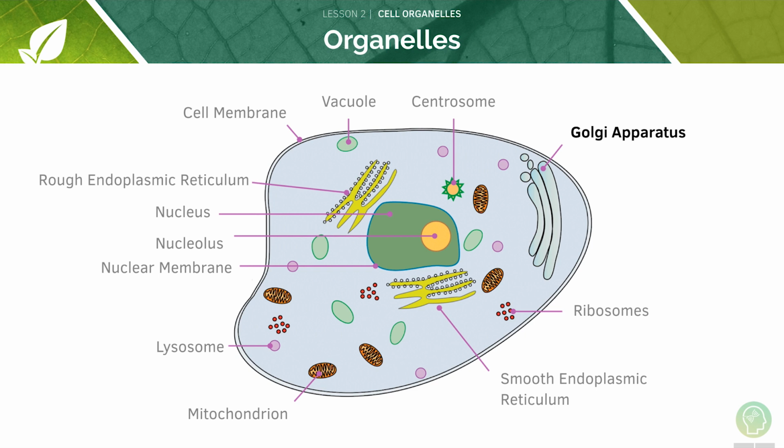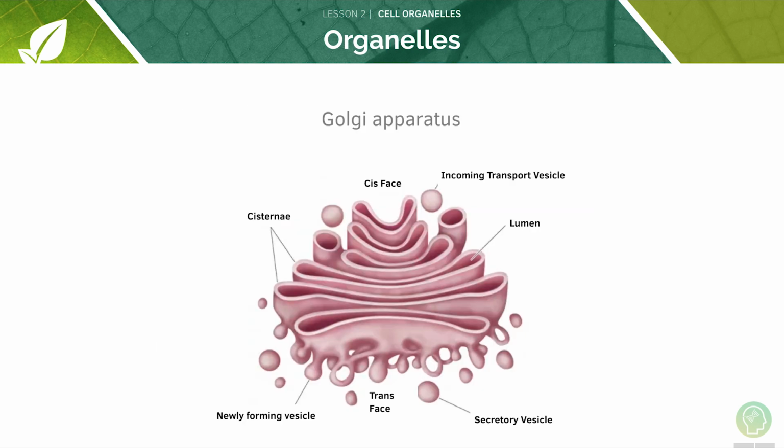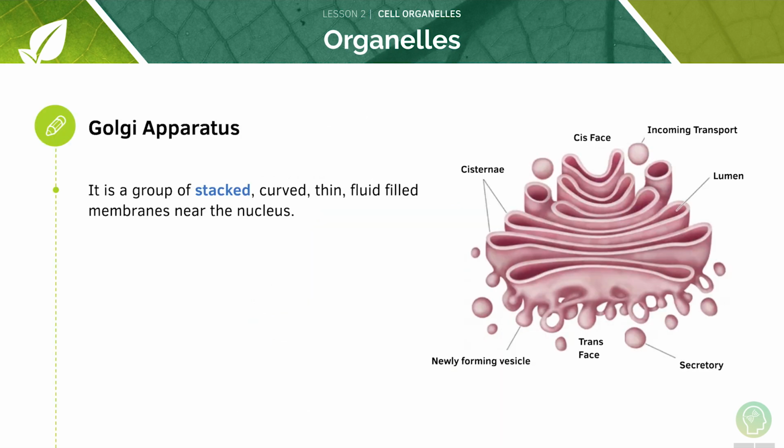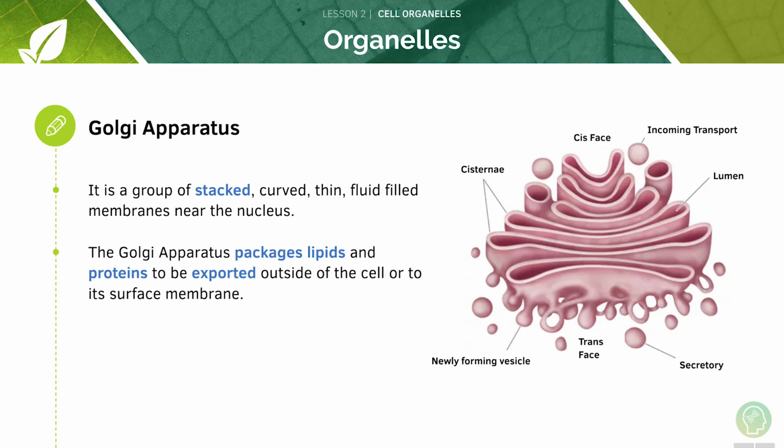Now let's look at the Golgi apparatus. The Golgi apparatus is a stack of curved membranes. When observed under a microscope, many people describe them as a stack of pita bread. The Golgi apparatus packages lipids and proteins to be exported outside of the cell or to its surface membrane. This is why many people refer to it as the post office of the cell.